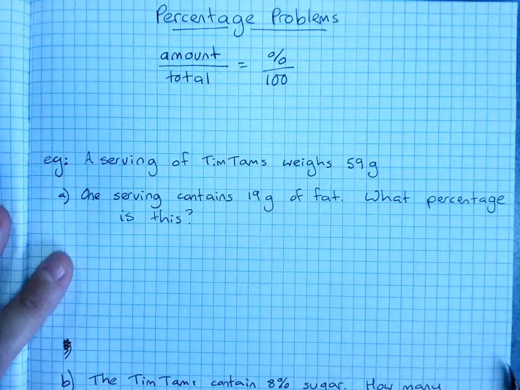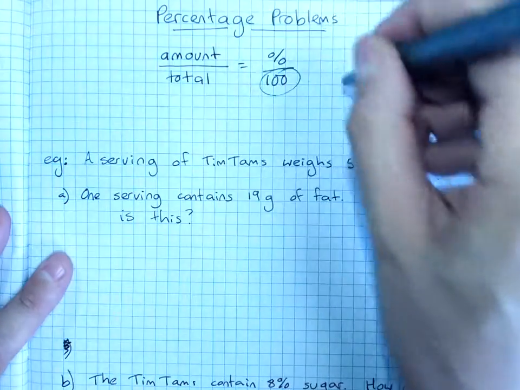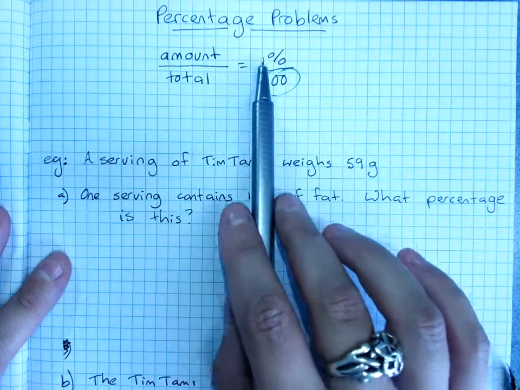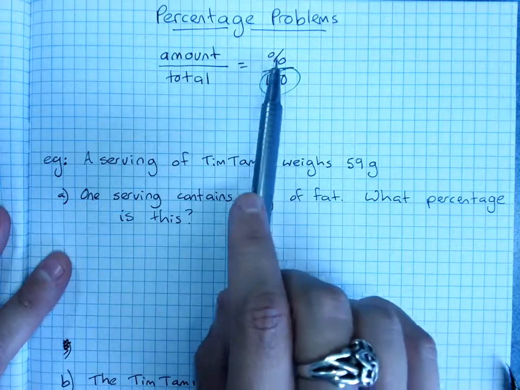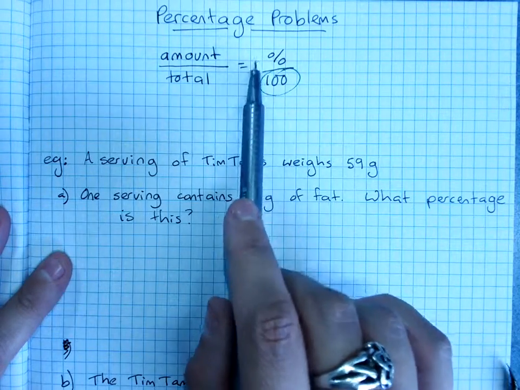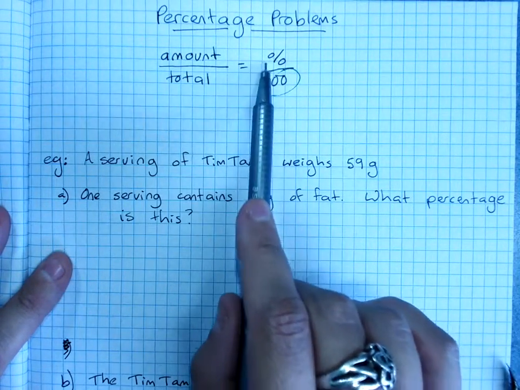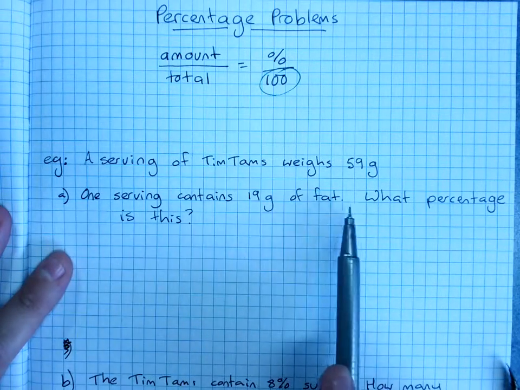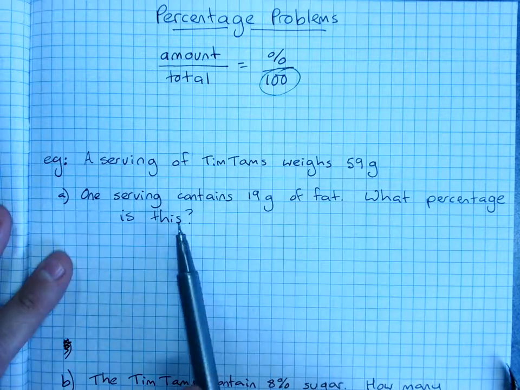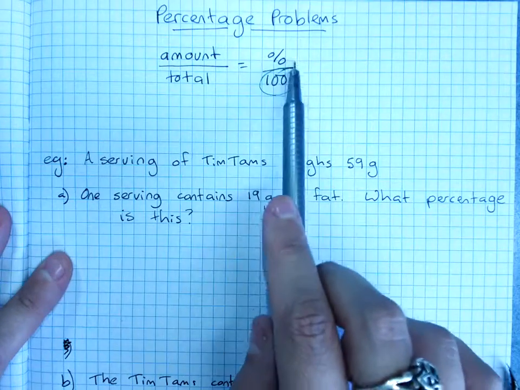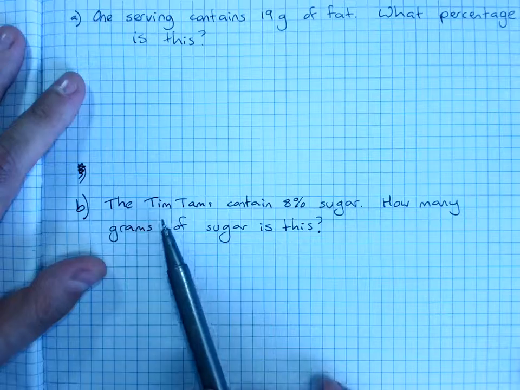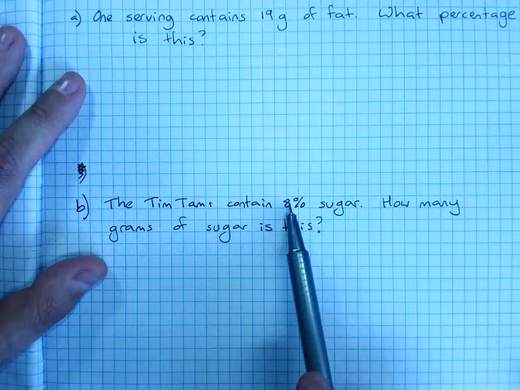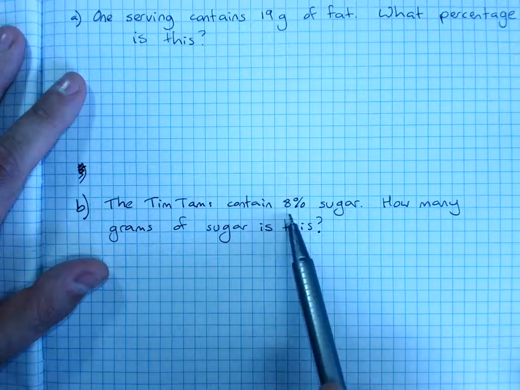You're not likely to have the 100 stated in the question, because that's just implied as part of the percentage out of 100. But they might give you a percentage. If they've given you a percentage, you're going to see the percent sign. There's no percent sign in this. The question says, what percentage is this? You'll be finding the percentage. Whereas this question, the Tim Tams contain 8% sugar, there's our percent sign. They've given me the percentage in this question.